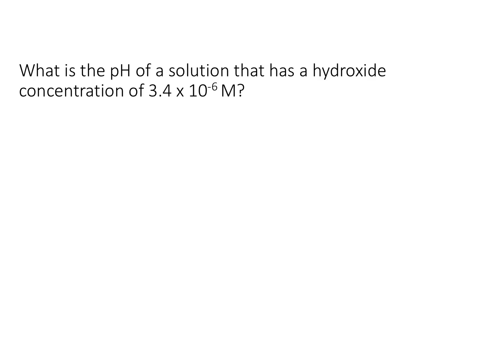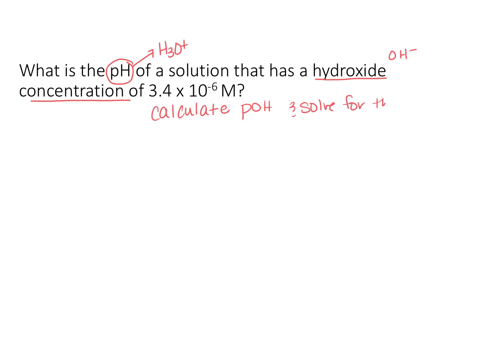All right, what is the pH of a solution that has a hydroxide concentration of 3.4 times 10 to the negative 6? This is a tricky question, and let's talk about why. It's asking for the pH. We know pH is based on H3O+, but it gives you the hydroxide concentration, which is OH-. So to solve this, there's two different ways you can do it. I'm going to show you the way that I like the best, which is to calculate the pOH and then solve for the pH, much like we did on the previous slide.